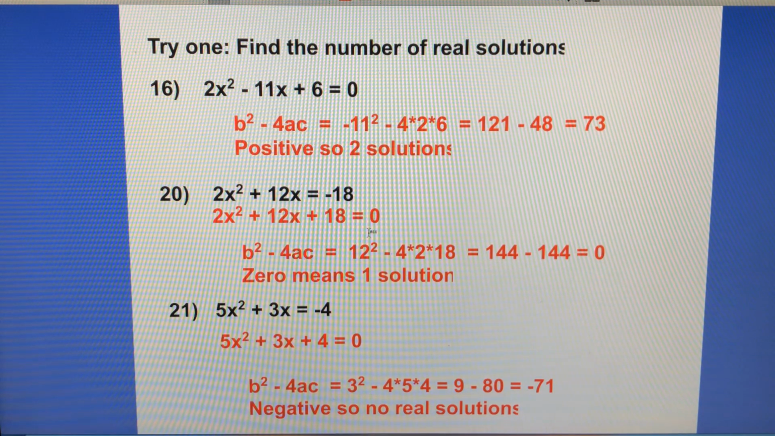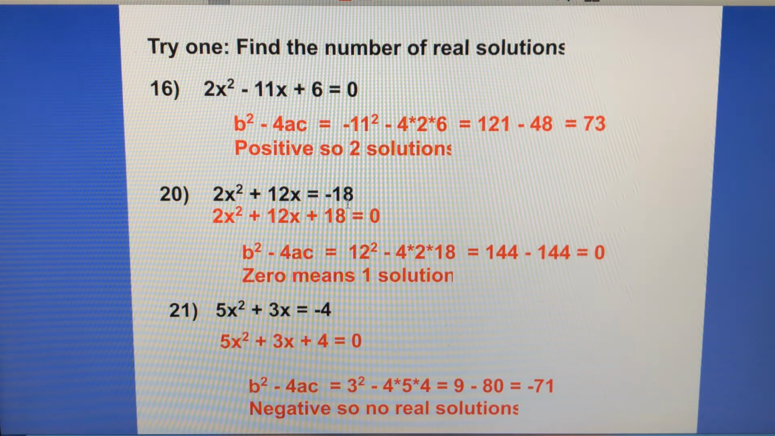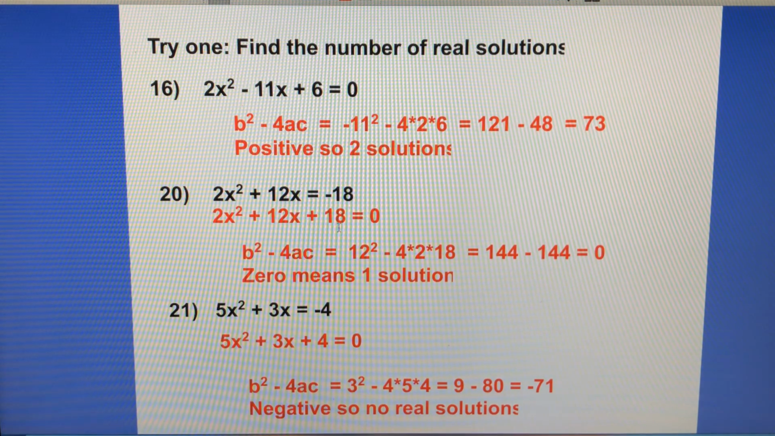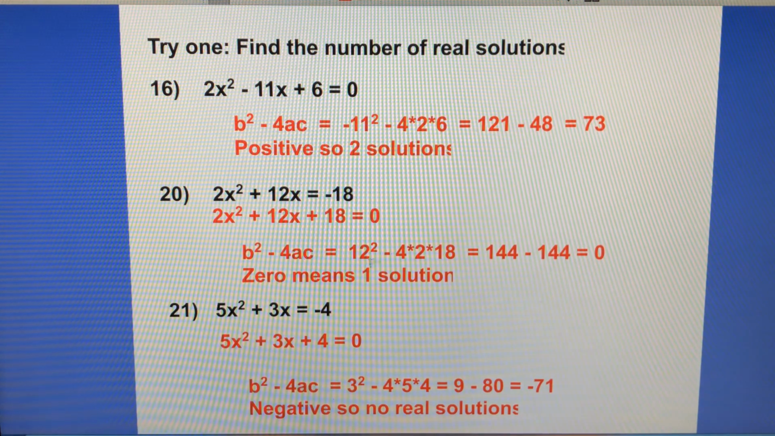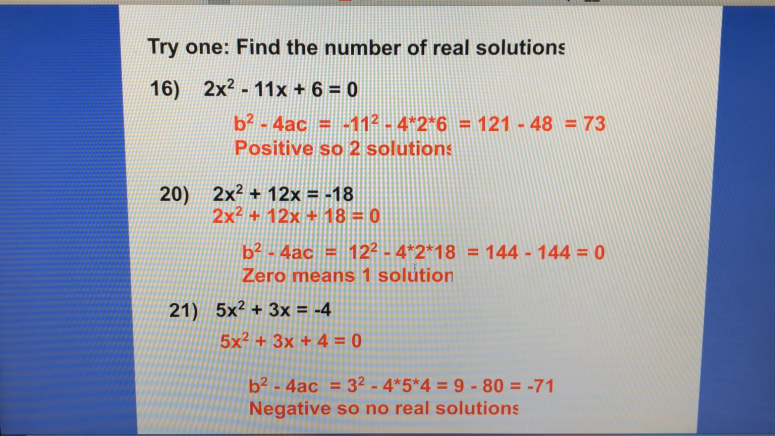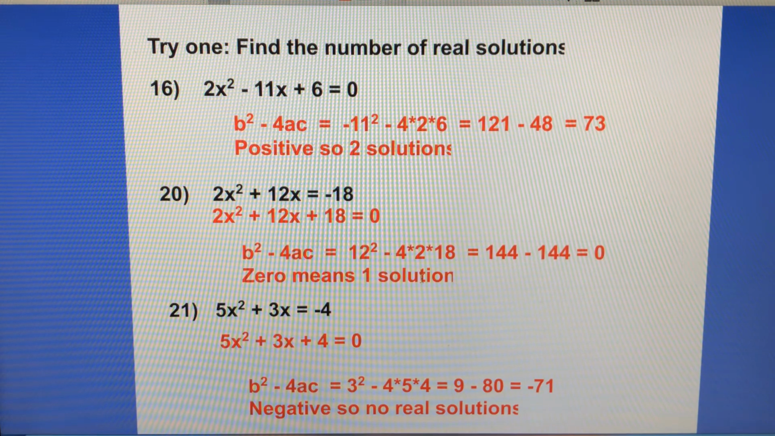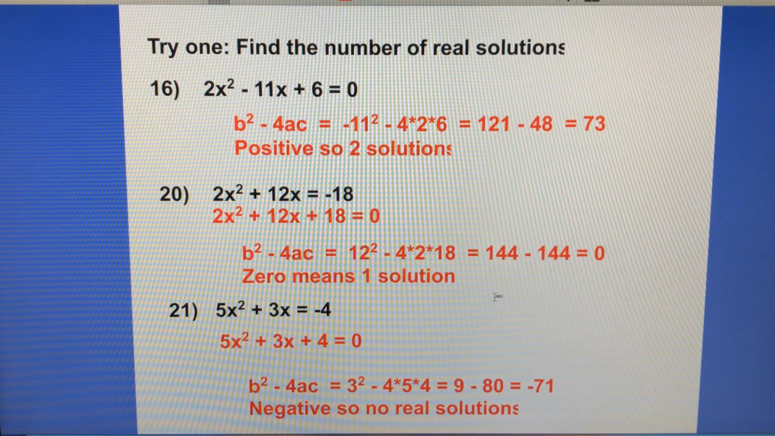Here we go again. Here I moved my negative 18 to the left. I made it my c so that it equals 0. I need it to equal 0 in order to use my equation. B squared, 12 squared, minus 4 times 2 times 18 equals 144 minus 144 equals 0. There is only going to be one solution because my discriminant was 0.